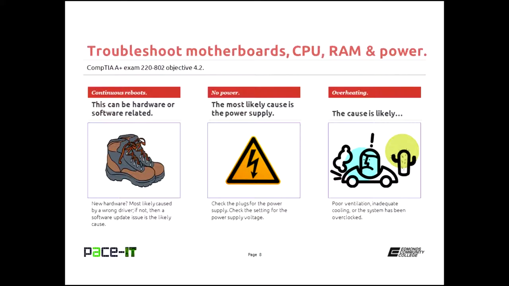Now we're back to overheating. Your computer's running too hot. Well, your most likely cause on that is poor ventilation or inadequate cooling, or your system has been overclocked. If you've overclocked your CPU, I'd recommend going back to the manufacturer's specifications. That should bring the heat back down. Or I would recommend increasing your cooling capacity, which will also take care of that if you're overclocked. If you're not overclocked and you're overheating, then more than likely you've got too much dust and debris inside your case.